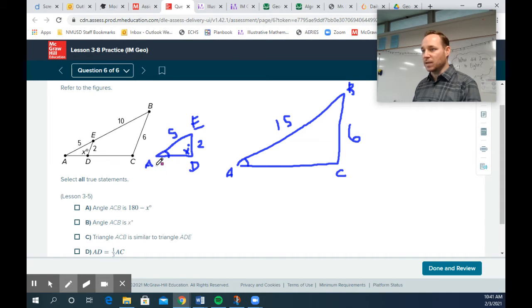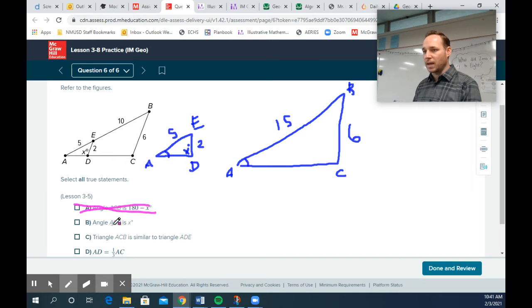Angle ACB, that's this one, ACB, is 180 minus x. Well, I don't think that's going to be true, because if this is going to be true, then this will be x, not 180 minus x. That would be this angle and this angle put together. So we know this one's not true.